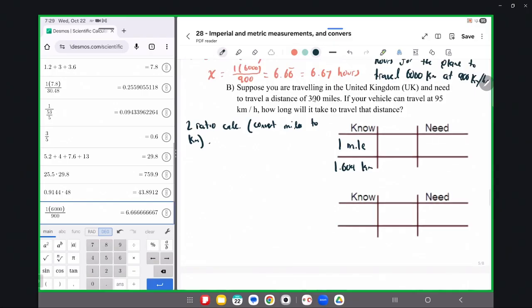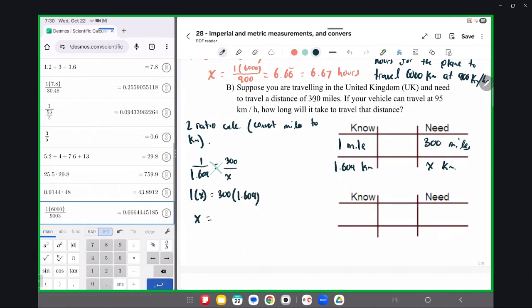And we're interested to know how many kilometers are in 300 miles. So there's our ratio. And so this is going to be 1 over 1.609 is equal to 300 over x. Using the means and the extremes, we have 1 multiplied by x is equal to 300 times 1.609. So 1 times x is just x.